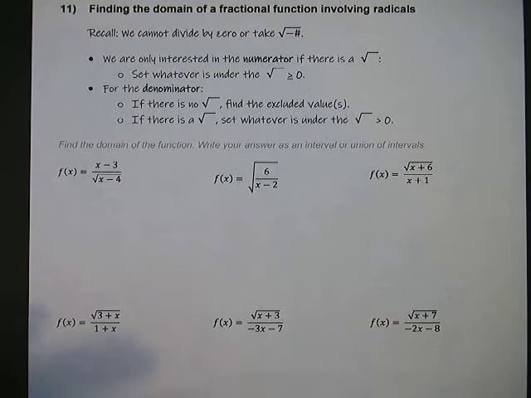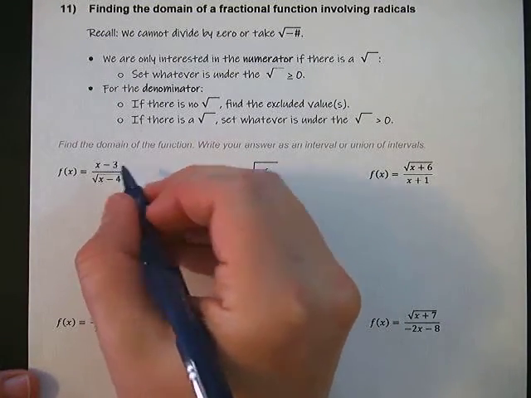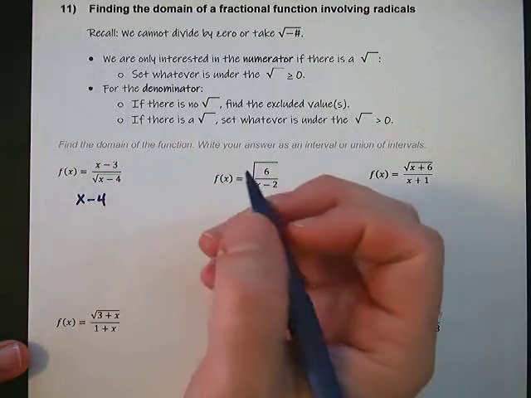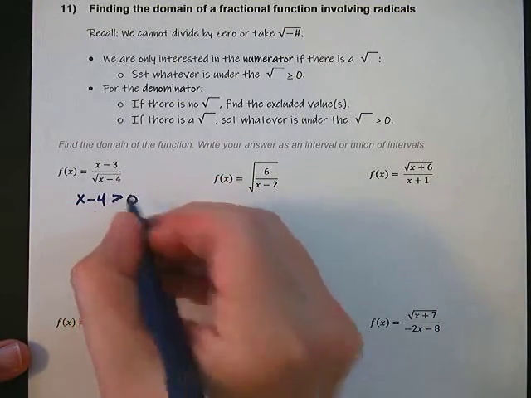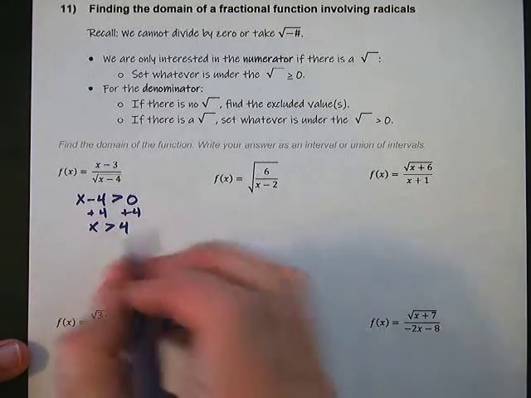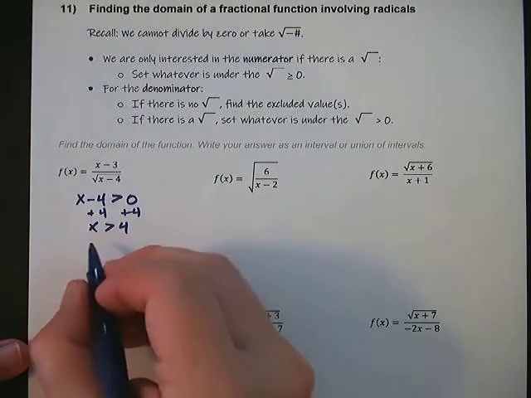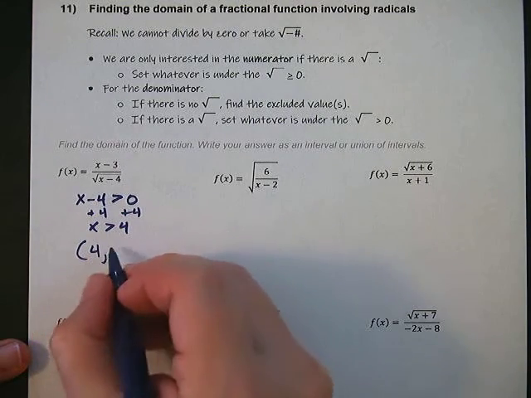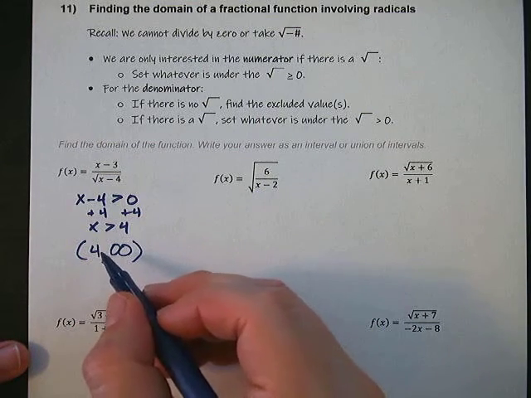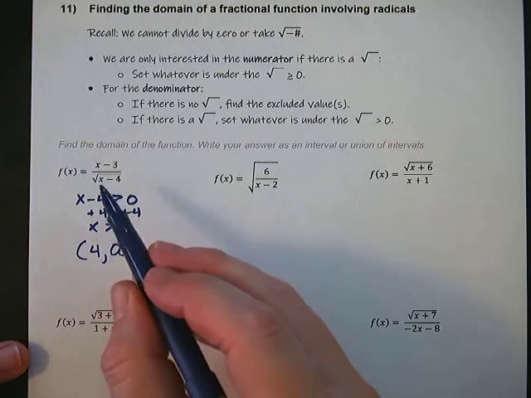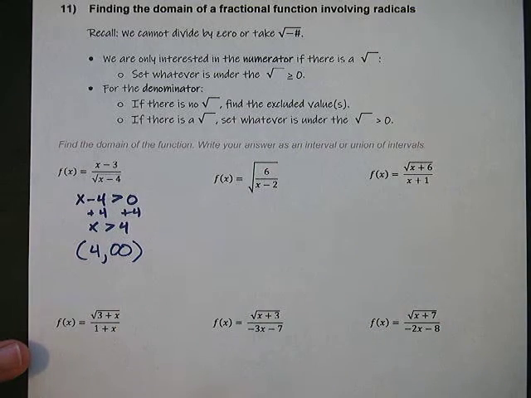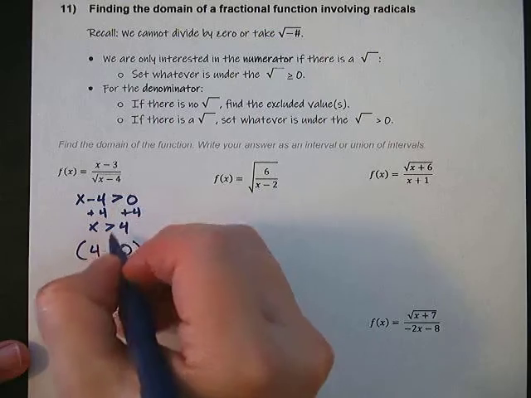Let's look at the first one. We've got no square root on top, and a square root on bottom. So we're going to set the inside of that, since it's the denominator, greater than zero, and solve. We add four to both sides, and we get x is greater than four. No equal sign. So we're starting with four with a parenthesis, and we'll go to infinity with a parenthesis. The reason that we don't include four is that if I plug a four in right here, four minus four gives me zero in the denominator, which you can't have.